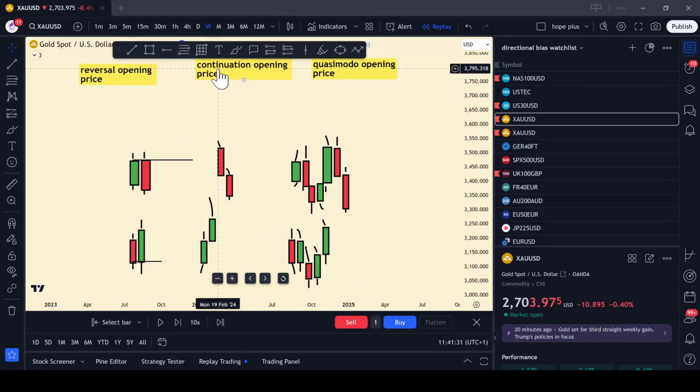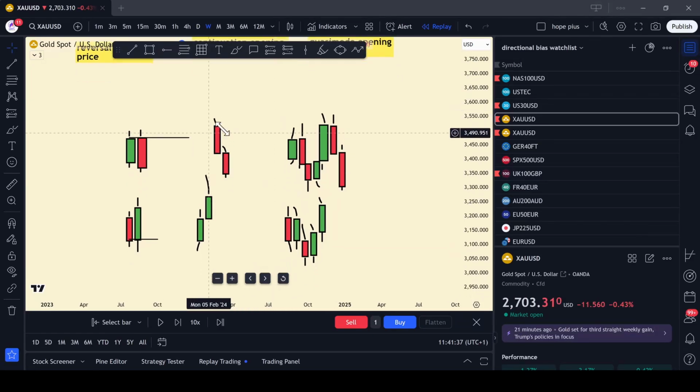The next one is the continuation opening price. This is the opening price that continues the previous candle direction. This is the previous candle, and then we have another candle here. The opening price of this candle is your support and resistance level. In this case, this is the resistance. So when price comes back there, you want to take trades around that area, not the other block, all right?